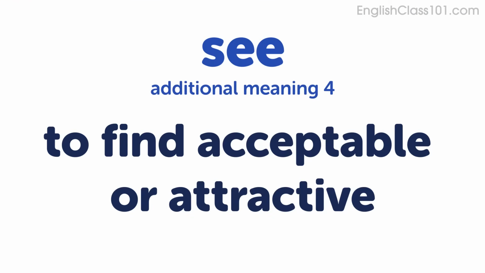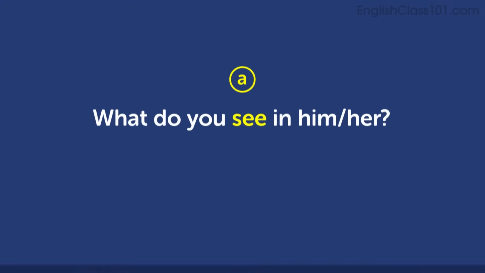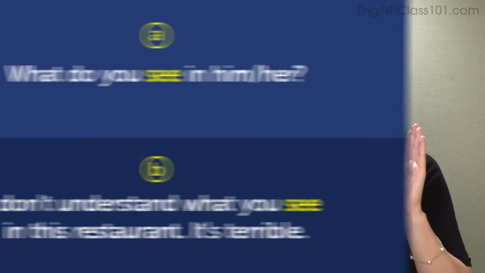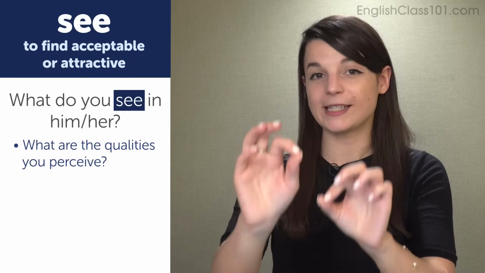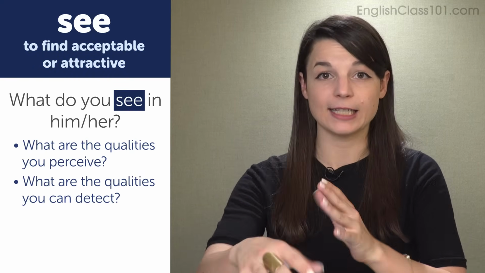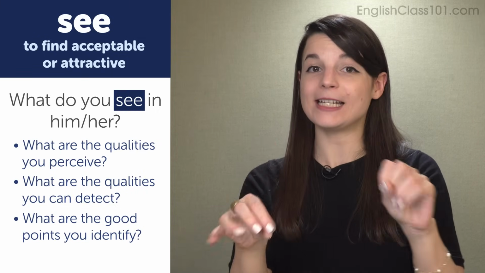Next: to find acceptable or attractive. What do you see in him? What do you see in her? I don't understand what you see in this restaurant. It's terrible. What are the qualities you perceive in that person, or the qualities that you can detect in that situation? What are the good points you identify there?